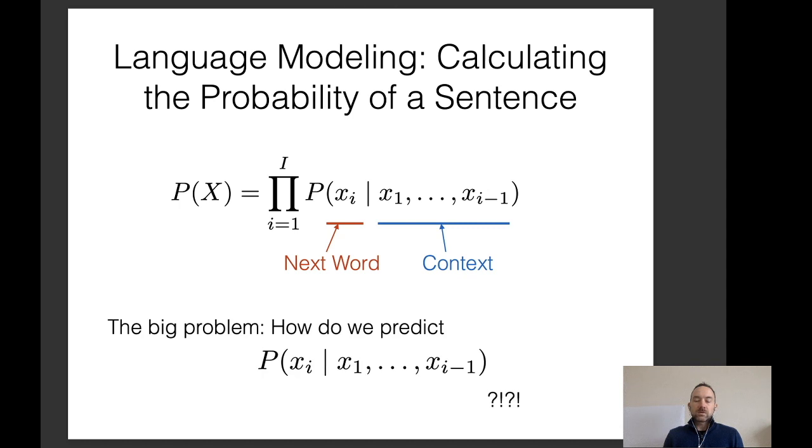This is a very nice thing because now we can do a prediction over the next word. But the difficulty is this is not an easy thing to do. Even if you ask a human to predict the next word in a sentence, they're very likely to not be able to predict it accurately.